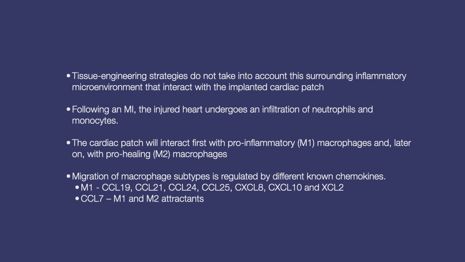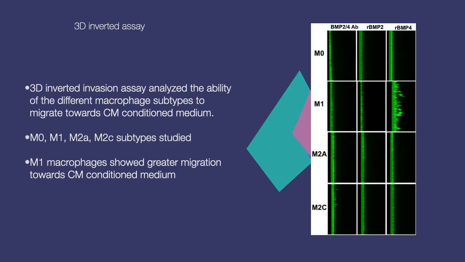These have been known to be done by certain chemokines, as shown below. However, this study was mostly looking at the role of BMP protein. I was a little disappointed that they did not compare some of the chemoattractant properties of BMP to any of these other known attractants. However, I think this is something that they could do in a follow-up study. Their 3D inversion assay analyzed the ability of the different macrophage subtypes to migrate towards the conditioned medium.